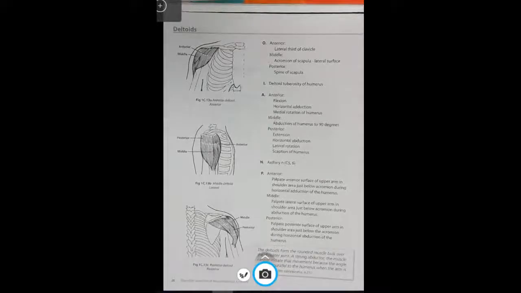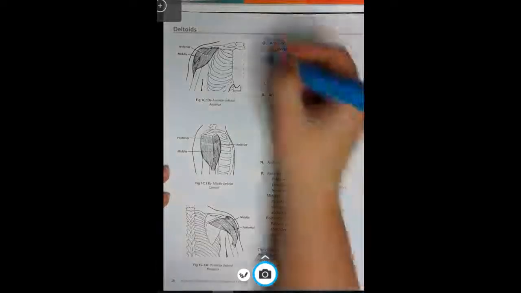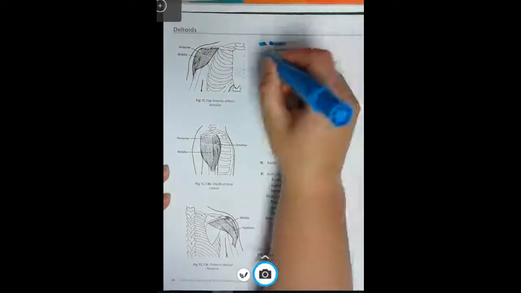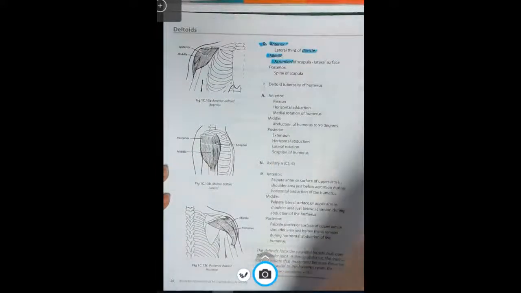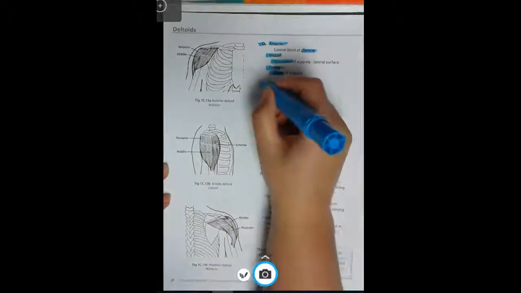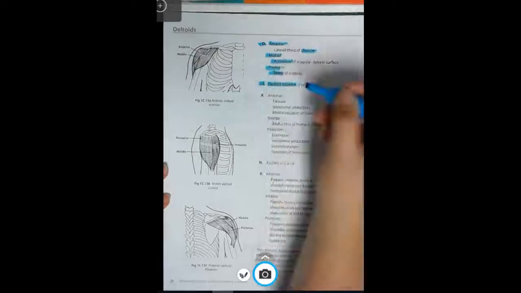Alright, your delts. So you have 3 of them. This is your big muscle that if you cup the side of your shoulder. So we're going to separate them. We have anterior clavicle, middle is acromion, posterior is the spine of the scapula. They all are going to insert on the deltoid tuberosity.